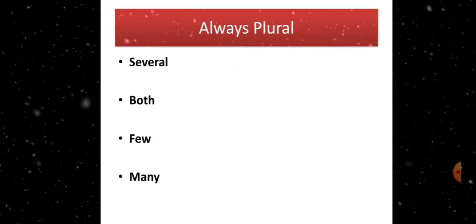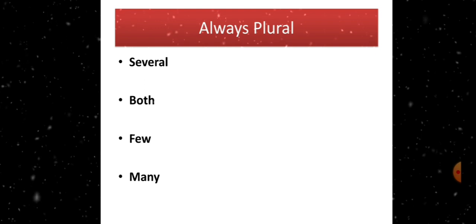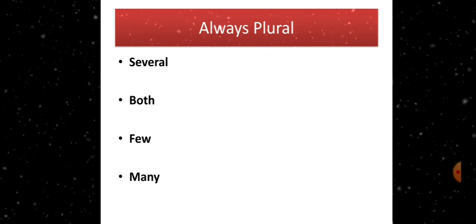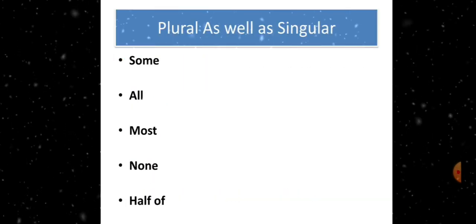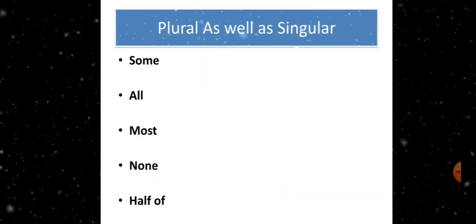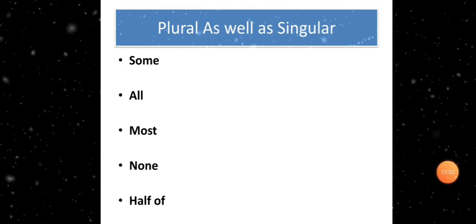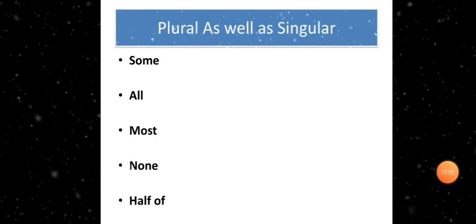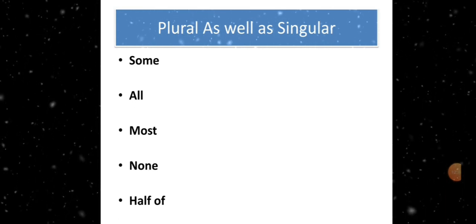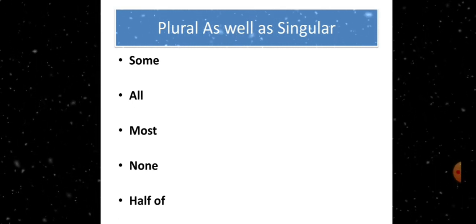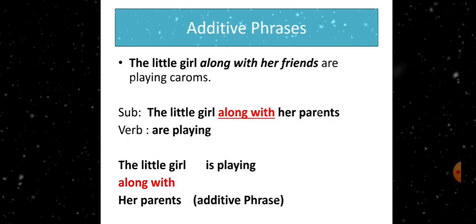The next list is a short one. The second point is there are some pronouns which are always plural. Several, both, few, many should always be used as plurals. And the third rule is there are some pronouns that can be used both as singular as well as plural: some, all, most, none, and half of. They can be used both as singular as well as plural. So these are the three rules that we discussed.